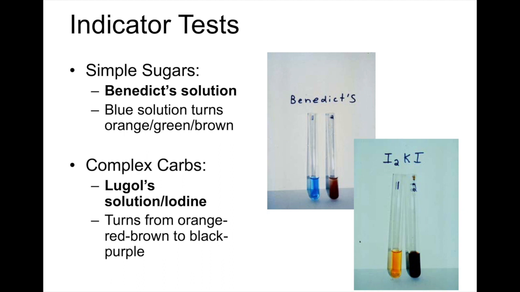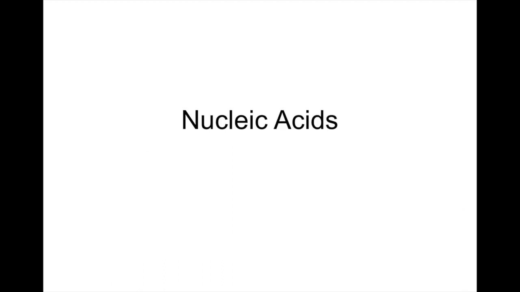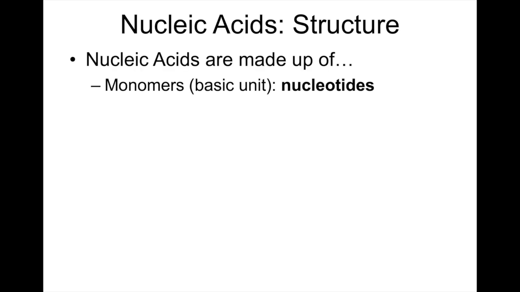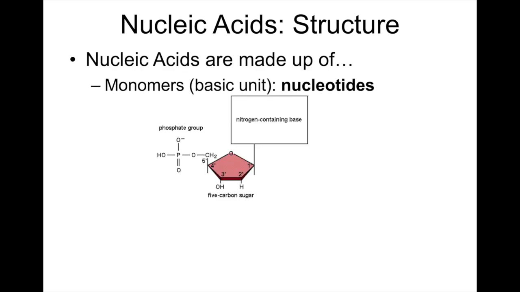Now, the last polymer are the nucleic acids. The structure of the nucleic acids, they're made of nucleotides. Now, this is the most complex of the monomers because, look, we actually have this nitrogen-containing base. So there might be a ring or two here with nitrogens and carbons and hydrogens stuck together.